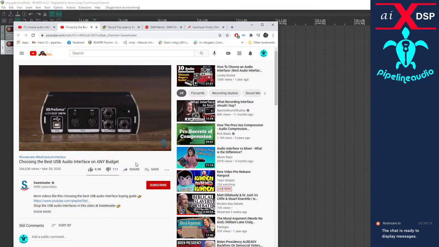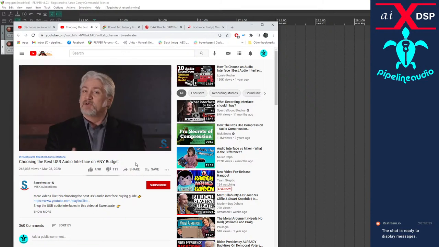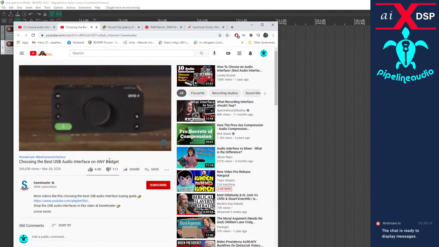It's a desktop format, so it'll sit right in front of you on the desktop, bus powered, you don't need a power supply. And it offers two simultaneous inputs, two simultaneous outputs. It has two preamps, and it also has MIDI I/O. The Audient Evo 4 offers Mac and PC compatibility.